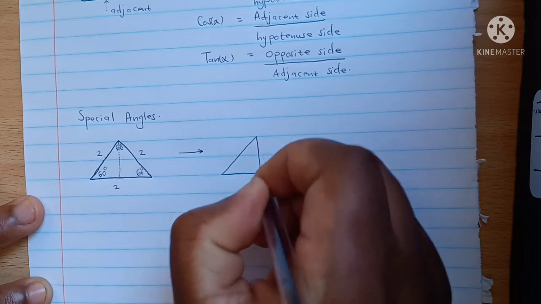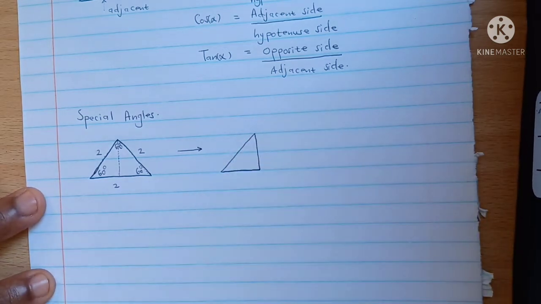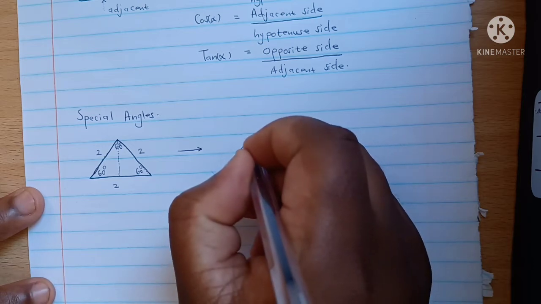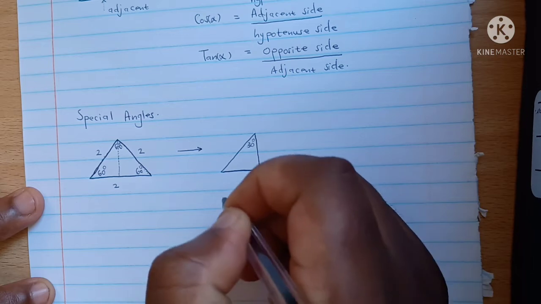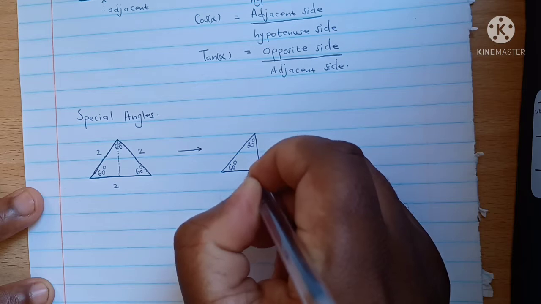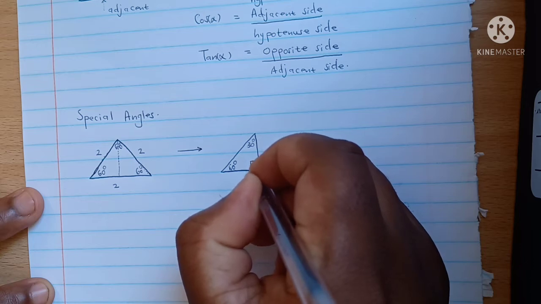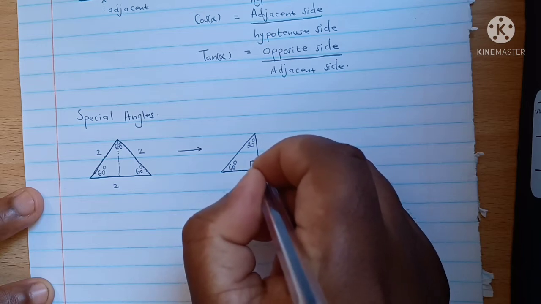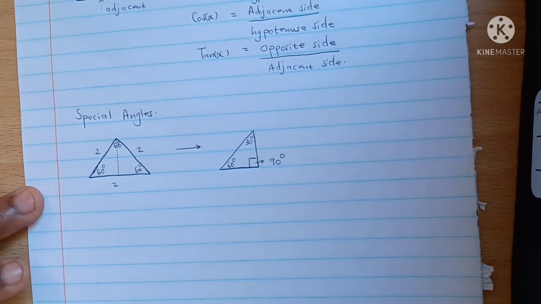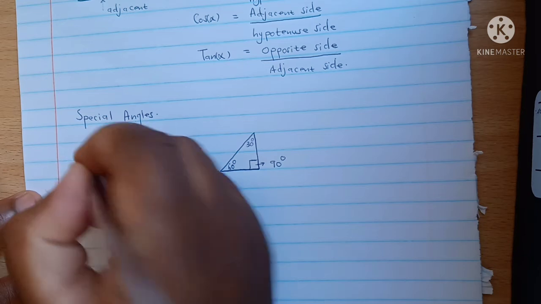A right-angled triangle. Now, remember we cut this in half. It means that now we have 30 degrees there, then we have our 60 degrees there. Then this is a right angle triangle, and we know that by a right angle triangle, this is going to be 90 degrees.